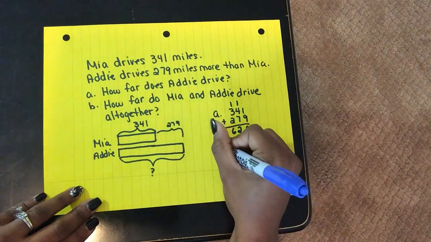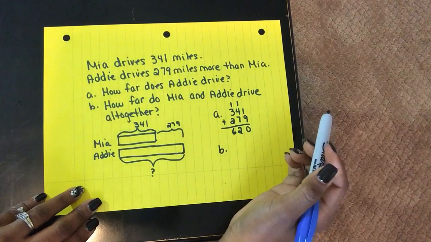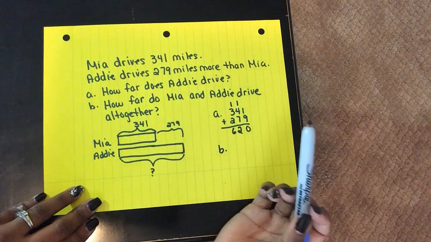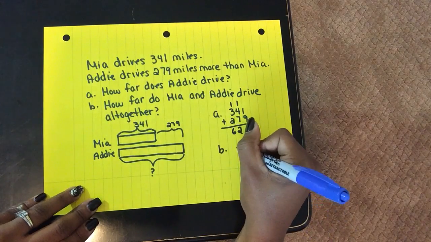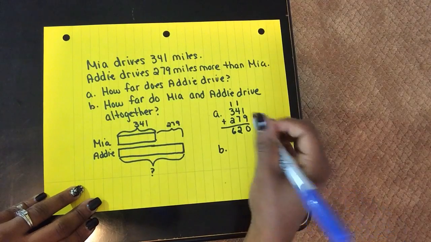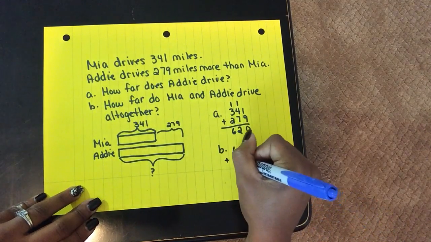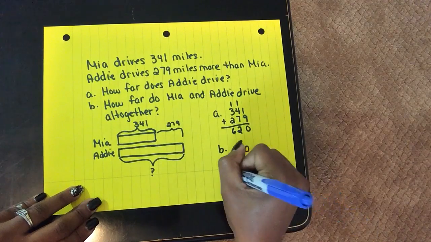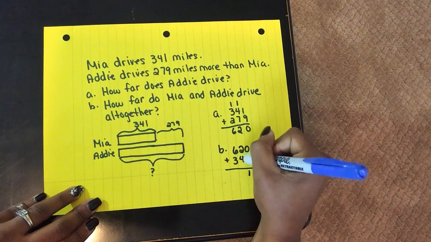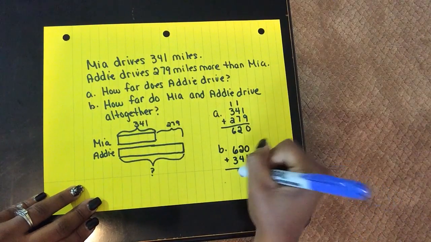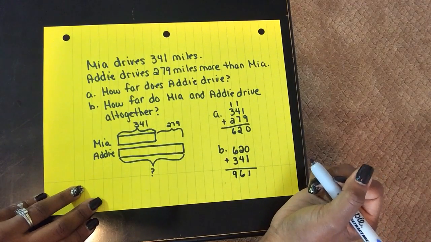Our second part is asking us how far do Mia and Addie drive all together? So we need to look back at our bar model or the word problem, and it tells us that Mia drove 341 miles and Addie drove 620. So I'm going to take my 620 miles that Addie drove plus the 341 miles that Mia drove and add them together. 0 plus 1 is 1. 2 plus 4 is 6. 6 plus 3 is 9. Altogether, they drove 961 miles.